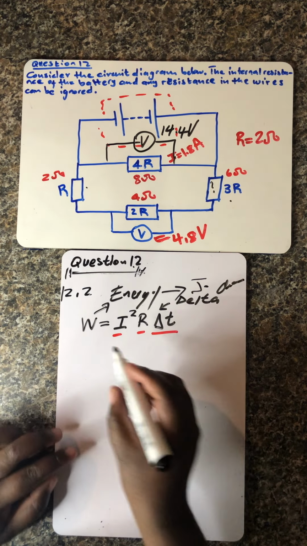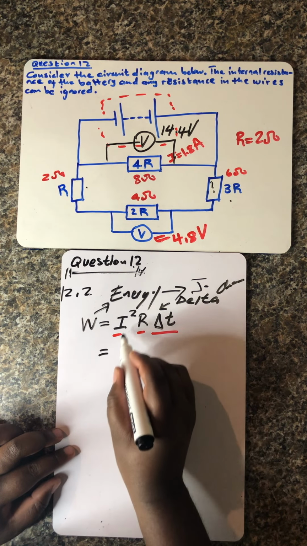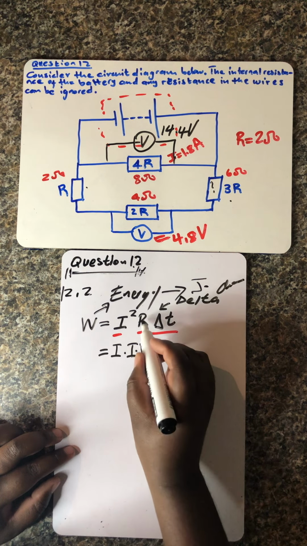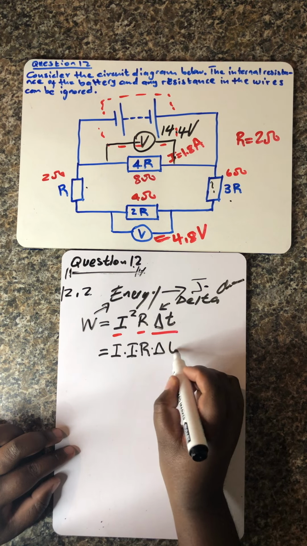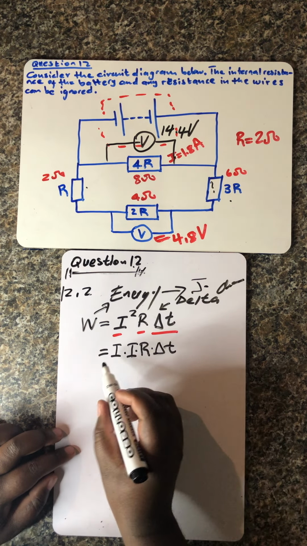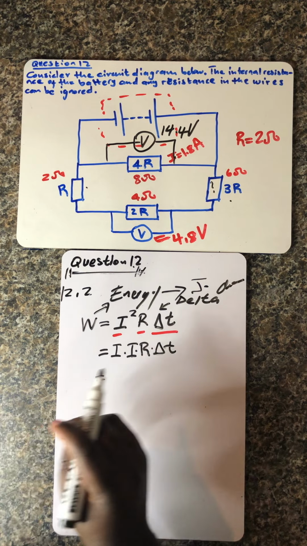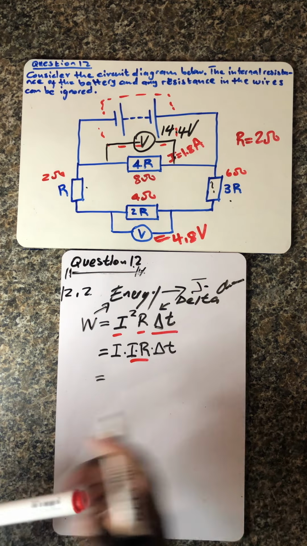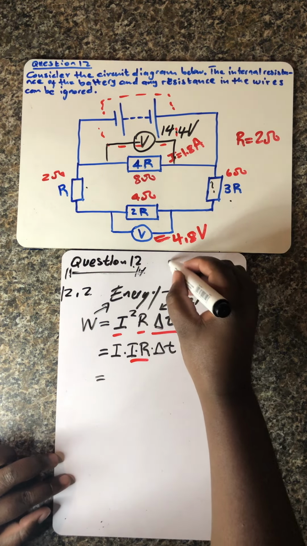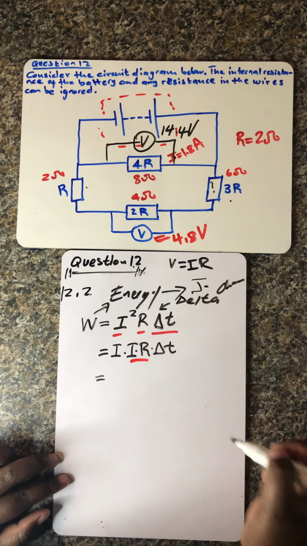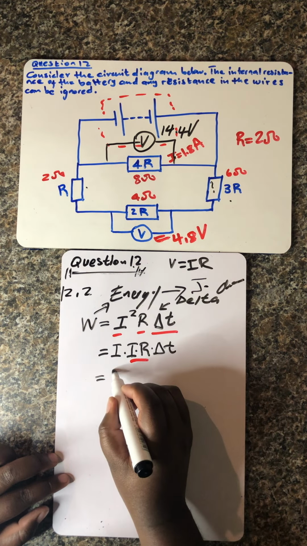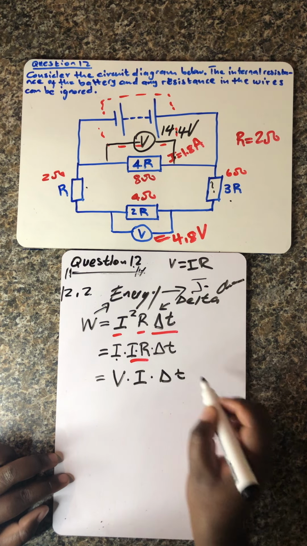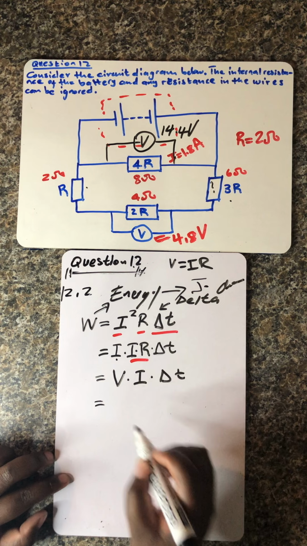Okay, ladies and gentlemen, remember, I squared is the same as I times I, multiplied by that R, multiplied by change in time. Very, very important. So remember IR: this thing is the same as V. We've been writing that formula to say V equals IR. So this is the same as V multiplied by I, multiplied by change in time. Very, very important.